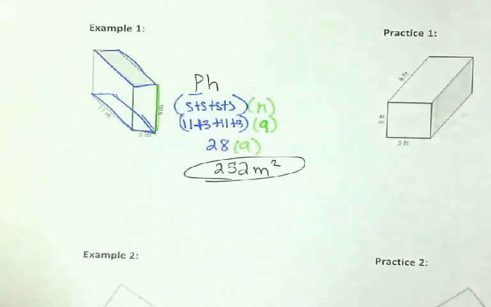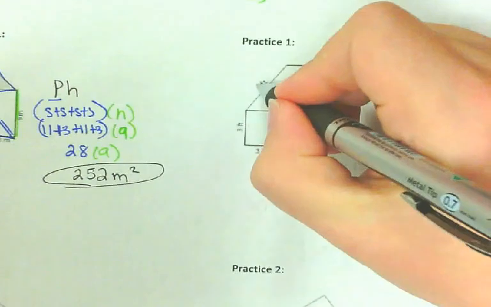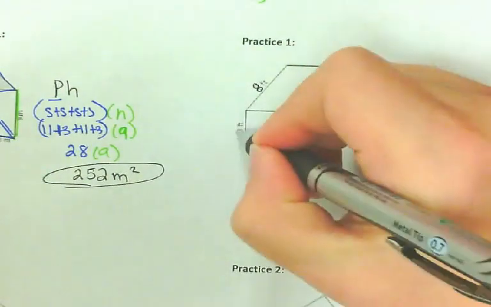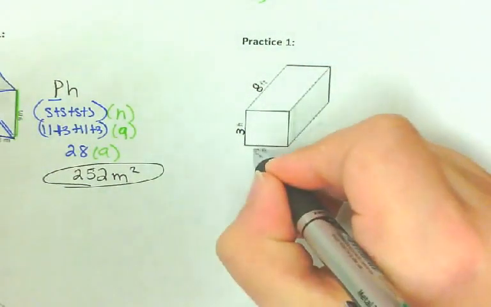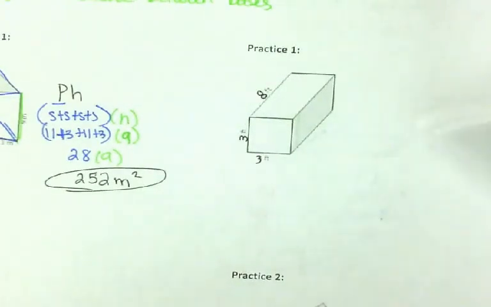Okay, try practice 1 on your own. If the numbers are hard to read, I'll rewrite them for you. So we have 8, 3, and 3. Okay, so this one's going to be tricky. Where's your base going to be?